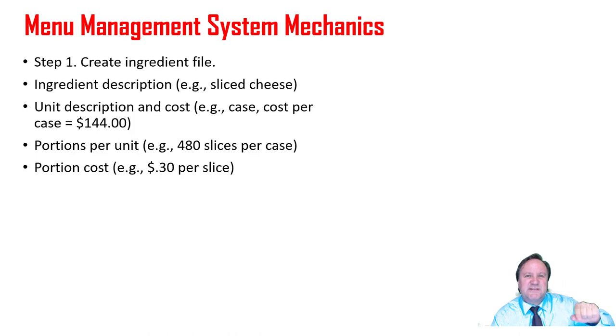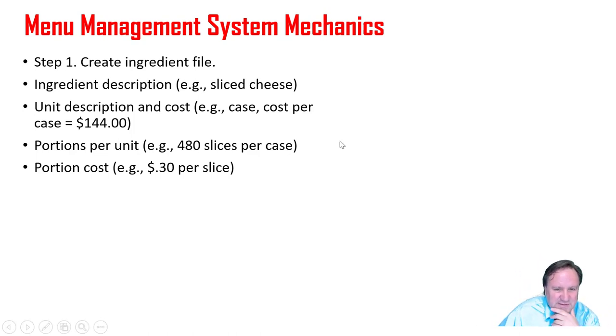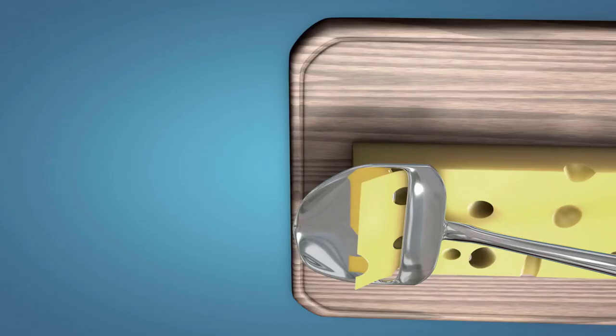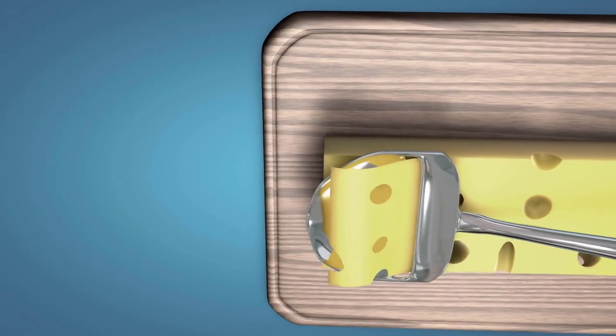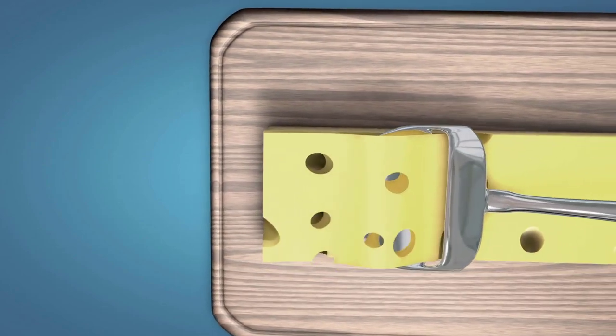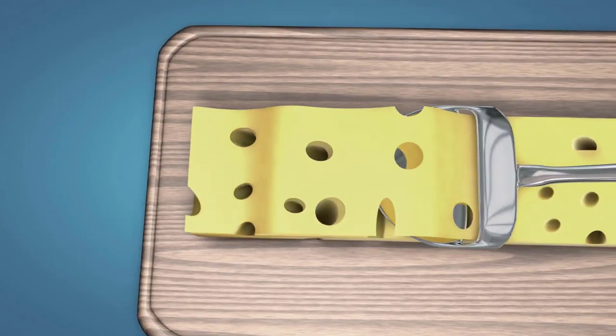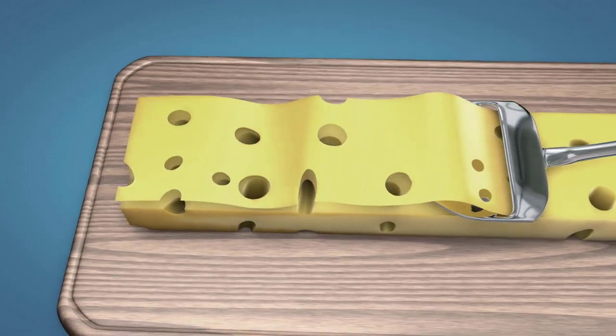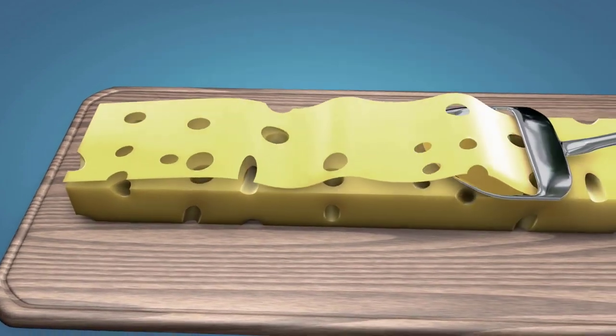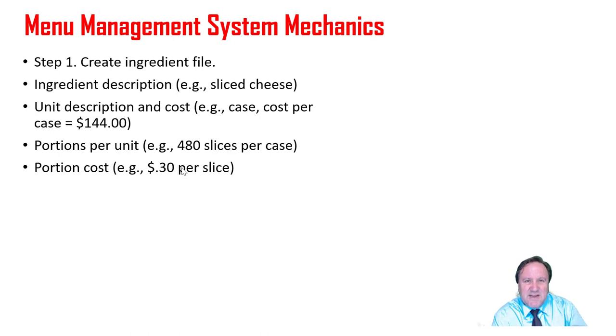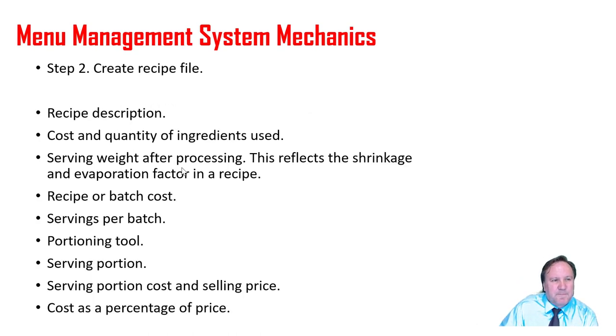So the menu management system actually allows me to do that. Same thing here for the sliced cheese. I know how much is the case, cost per case. I know how many slices per case, so I can calculate the cost per slice. If I'm doing a burger and using one slice of cheese, I know that the cost of one slice of cheese is 30 cents for my hamburger. These are arbitrary numbers, by the way. And you create the ingredient file.